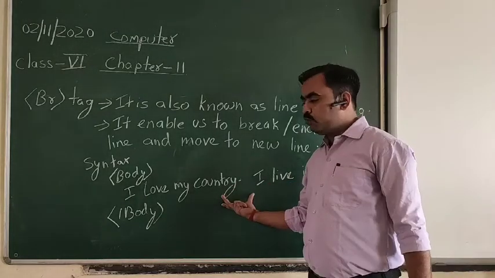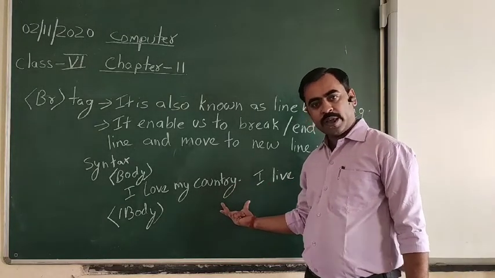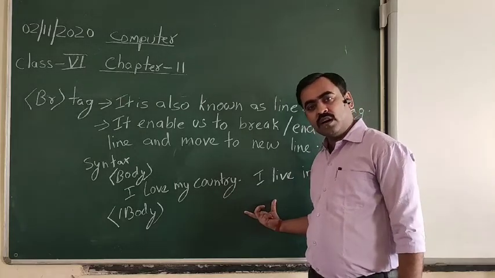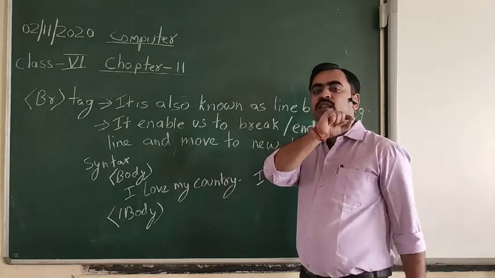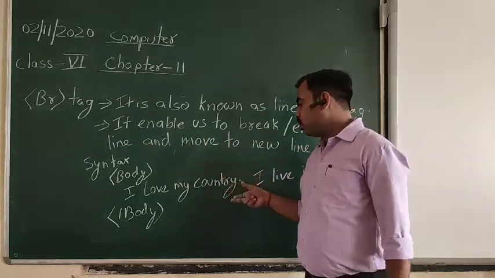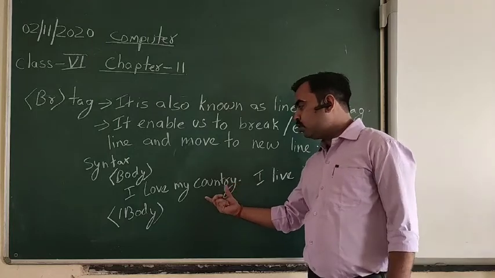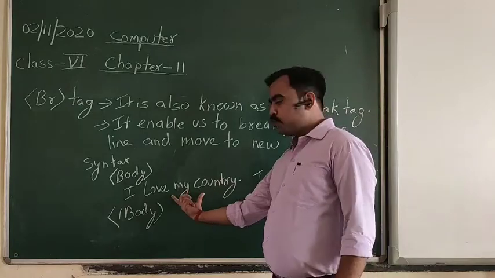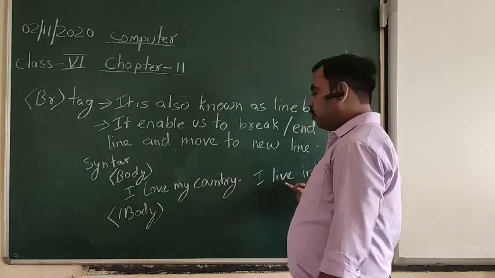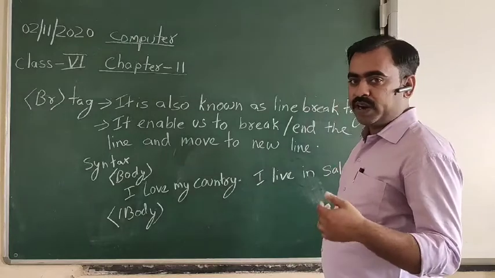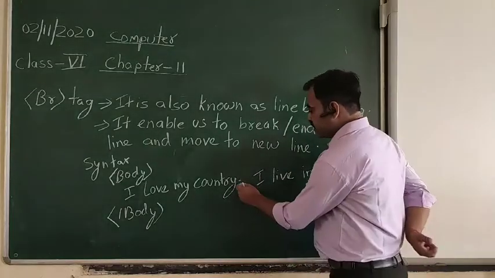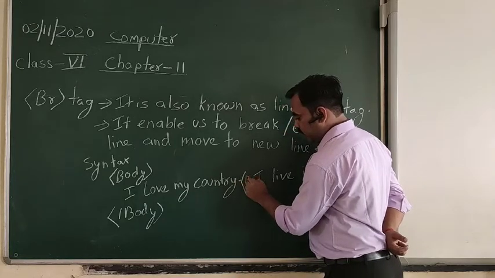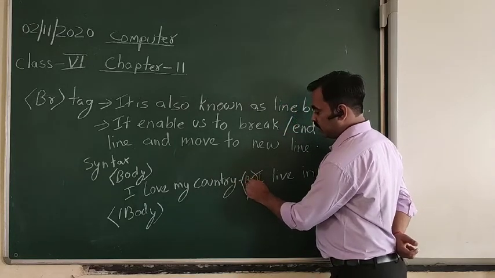what will happen when you open it in the web browser as a web page? These two sentences will be displayed in a continuous manner, in the same line. If you want to display the two sentences on two different lines, with this in the first line and the next sentence on a new line, then just after this full stop you can put the BR tag here.